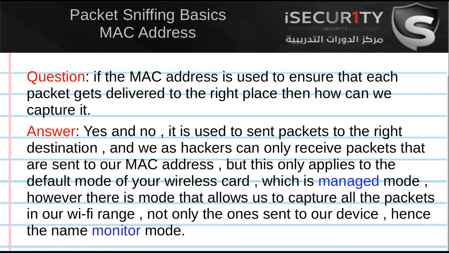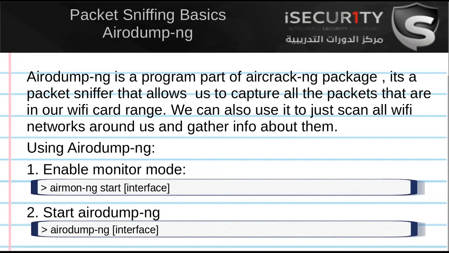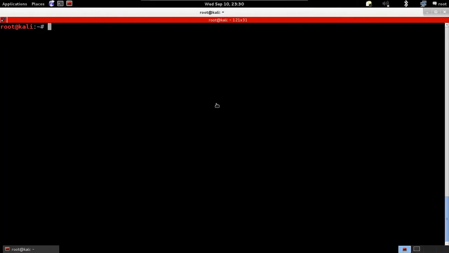Now there is another mode called the monitor mode, and this mode allows us to capture any packet that is in our Wi-Fi range. Whether the packet is directed to our device or not, we will be able to capture it anyway. As long as it's within our Wi-Fi range, we will be able to capture it. So enabling monitor mode is very simple. We're going to use a tool called Airmon-ng, which is part of the Aircrack-ng suite. Let's see how we do this.